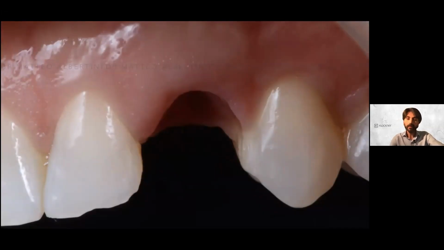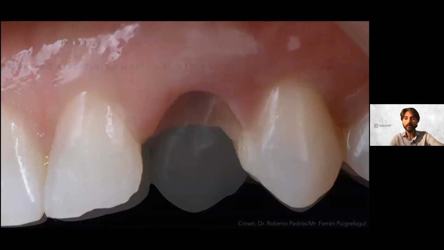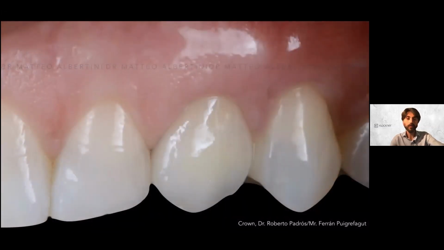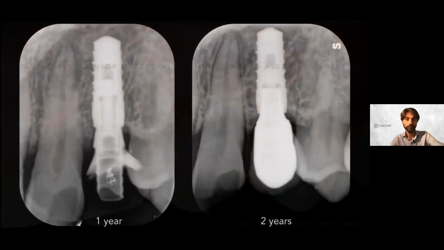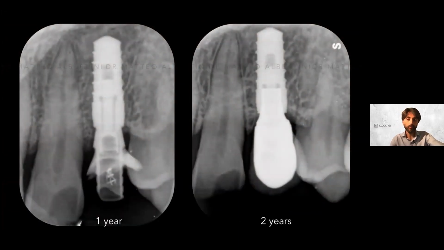So in these cases, it's pretty easy to get nice aesthetic results with the full fill of papillas and to deliver a restoration that is similar to a natural tooth. Here we have the radiographic control after 2 years with maintenance of the bone level.